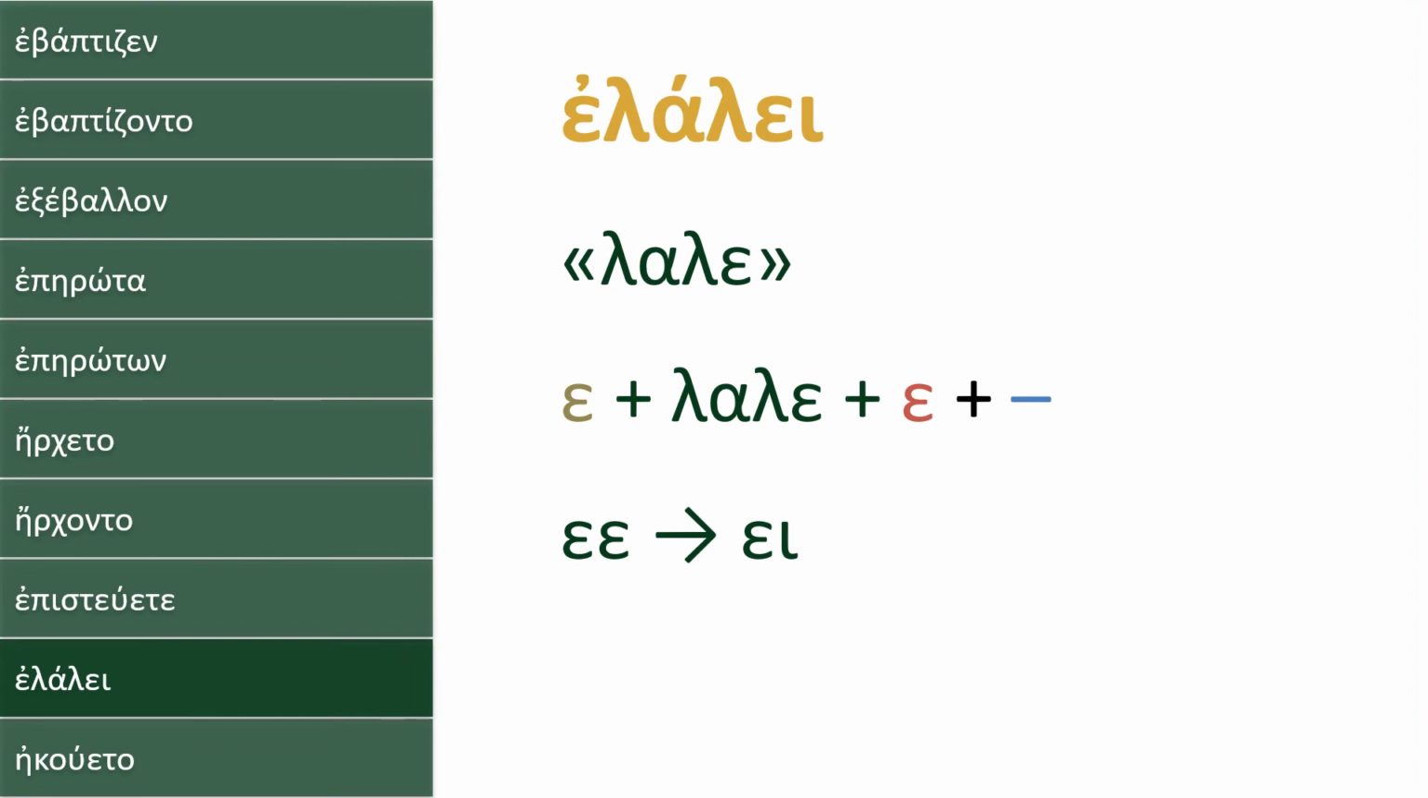Elali, he, she, or it was saying. It's the imperfect active indicative third person singular from laleo, I say. The root is lale, which is also the present tense stem. The formation is the augment epsilon plus the present tense stem lale plus the connecting vowel epsilon, and there's no personal ending for the third person singular. Then epsilon epsilon contracts to epsilon iota to give us elali.